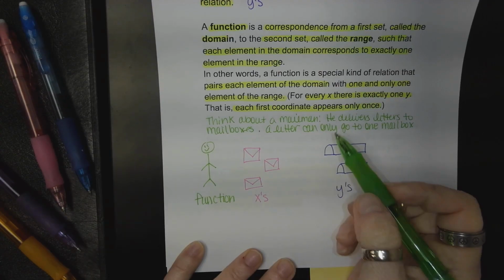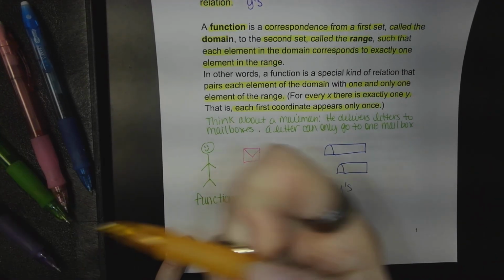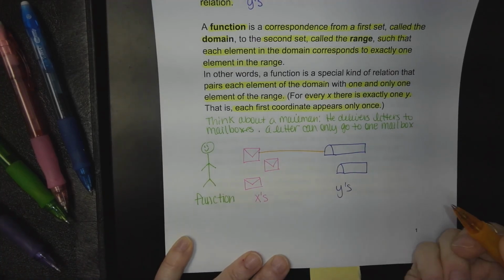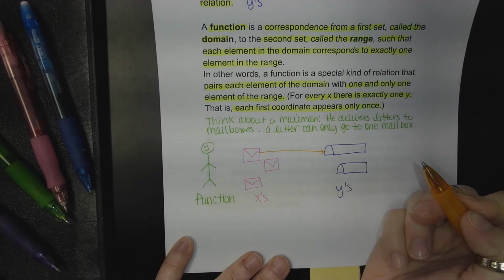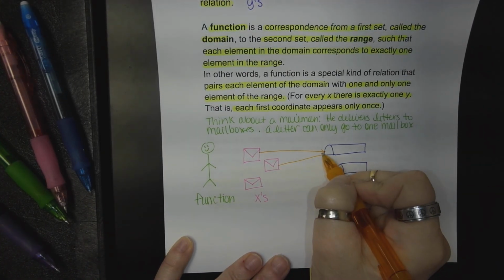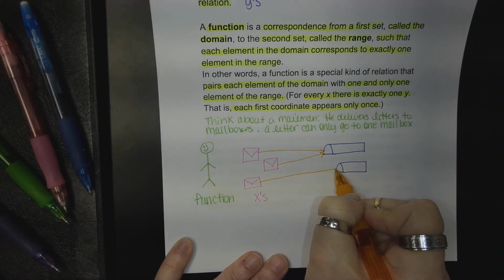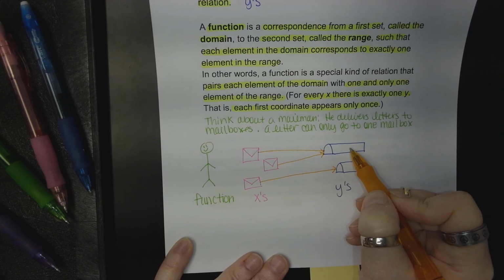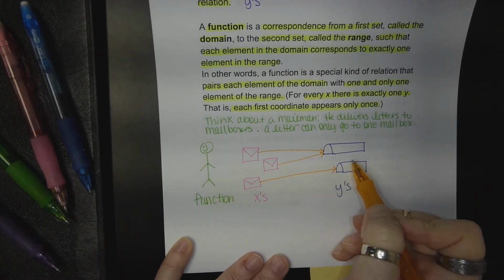So each of these letters can only go to one mailbox. This letter, I want a different color. This letter can only go to this mailbox, right? He can't go to two mailboxes. He can only go to one. So he can only go to this mailbox. And this letter can only go to one mailbox. So he can only, say, go to this mailbox. And this letter can only go to one mailbox. Now, a mailbox can take two letters, but a letter can't go to two mailboxes.